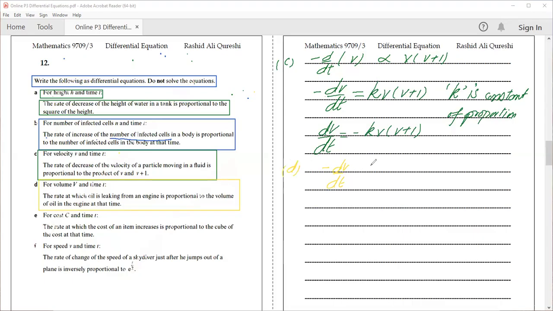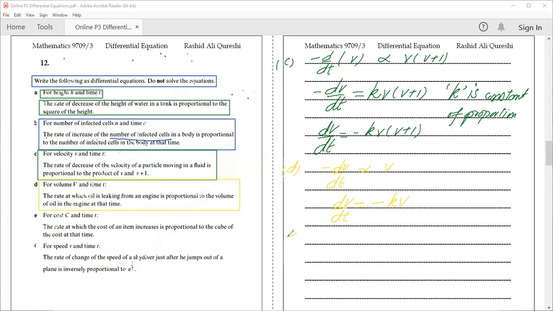From this, it is proportional to the volume of the oil. So that is equal to V, and dV by dt must be equal to minus k times V.